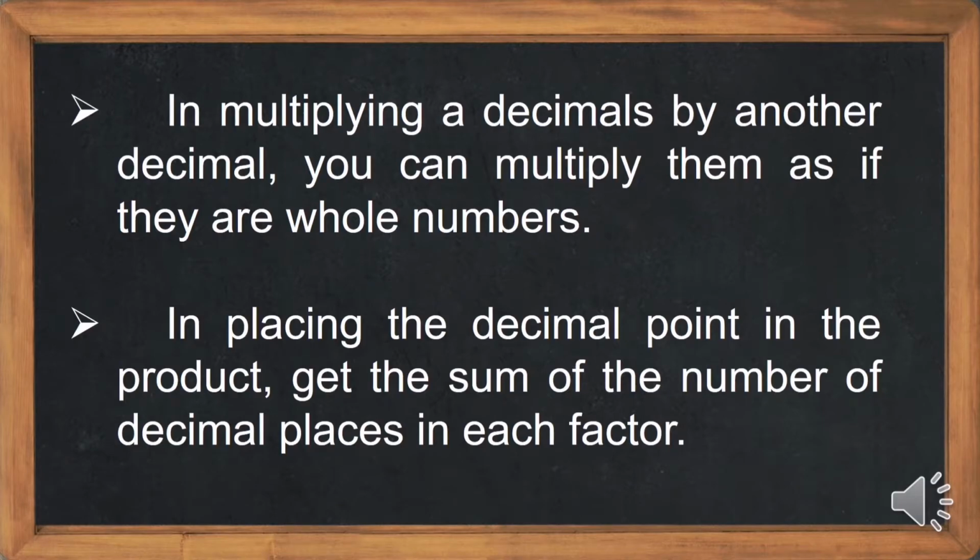In multiplying a decimal by another decimal, you can multiply them as if they are whole numbers. In placing the decimal point in the product, get the sum of the number of decimal places in each factor. So parang nagmumultiply lang tayo ng whole number by whole number.